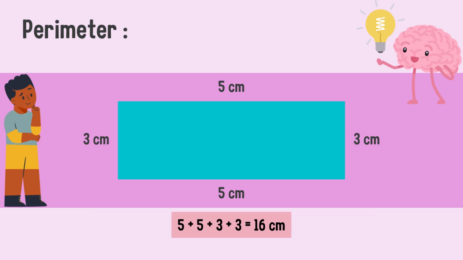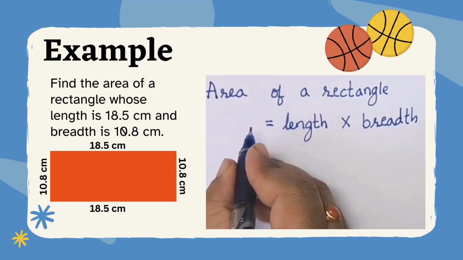To find out the perimeter of this rectangle, I simply added all the measurements around this shape. 5 plus 5 plus 3 plus 3 equal to 16 centimeters. I mean, just to make you understand, perimeter means the distance around the boundary of a shape. You can also use the formula to get the perimeter of the rectangle.